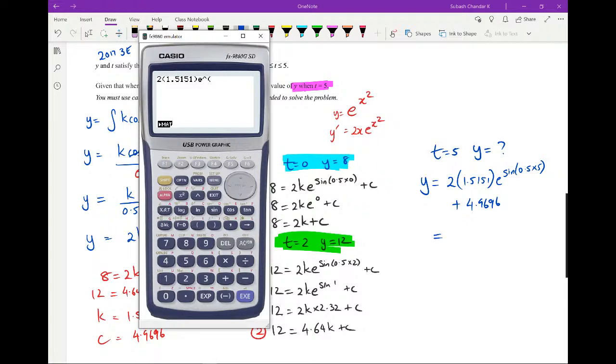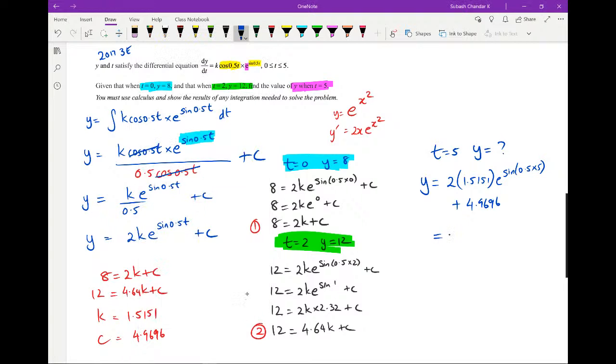E to the power of, what is it, sine of 0.5 times 5. I hope that's enough brackets there. 1, 2. 10.49.